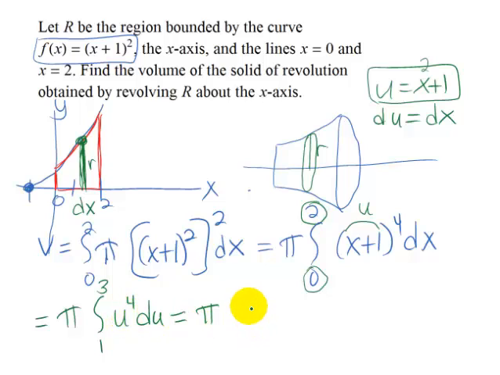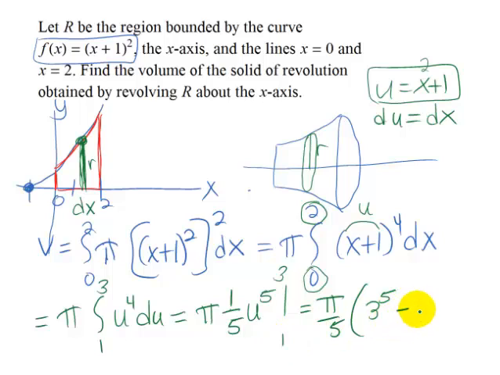Now let's evaluate this. We'd go up one higher power, but we'd need to multiply by the reciprocal of that power, and then this would need to be evaluated from 1 to 3. So that's going to be pi over 5, and if we substitute in the upper limit, that would be 3 to the 5th, minus, substituting the lower, 1 to the 5th. We can see our volume would then be 3 to the 5th, which is 243, minus 1, which is 242, multiplied by pi over 5. So 242 pi fifths is the volume of our solid of revolution.